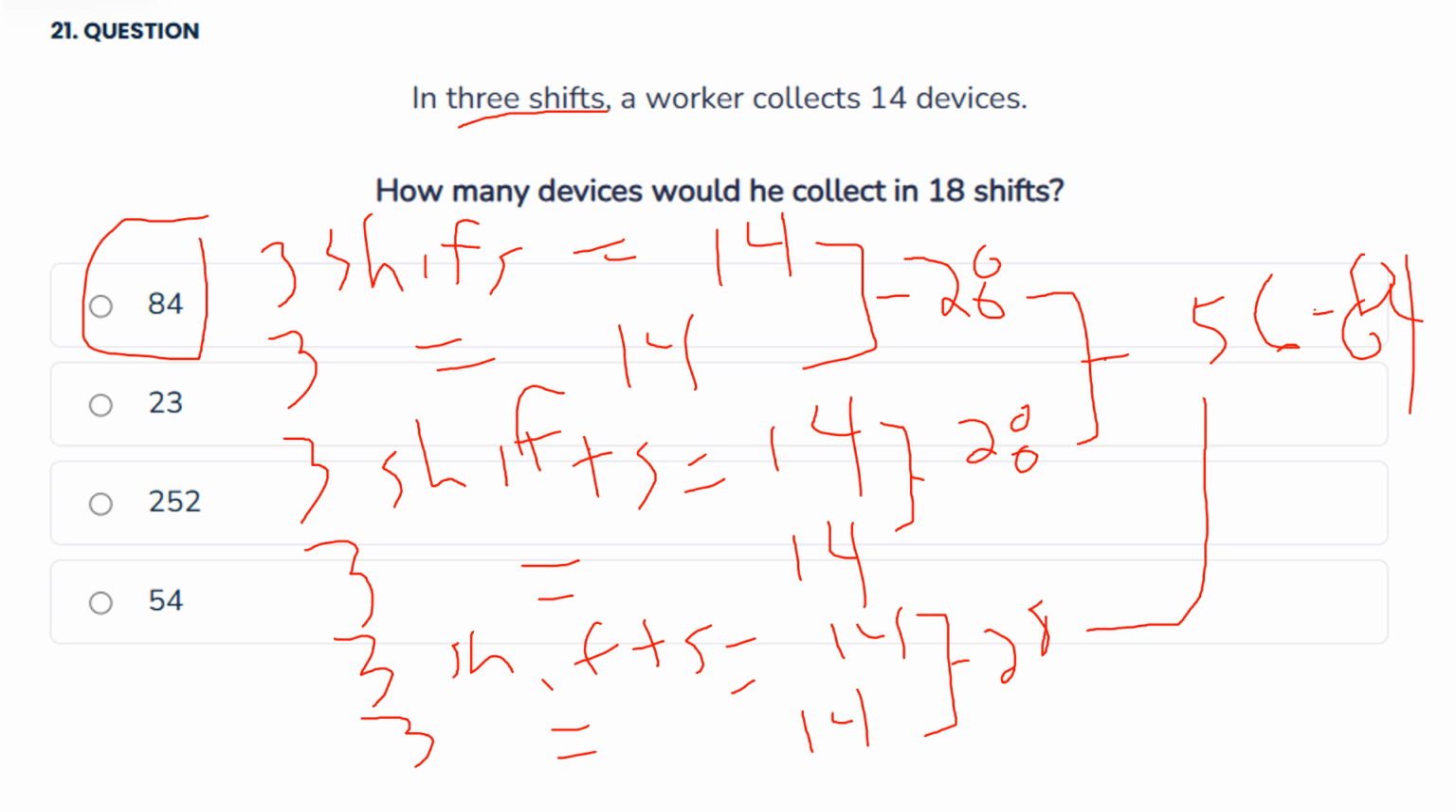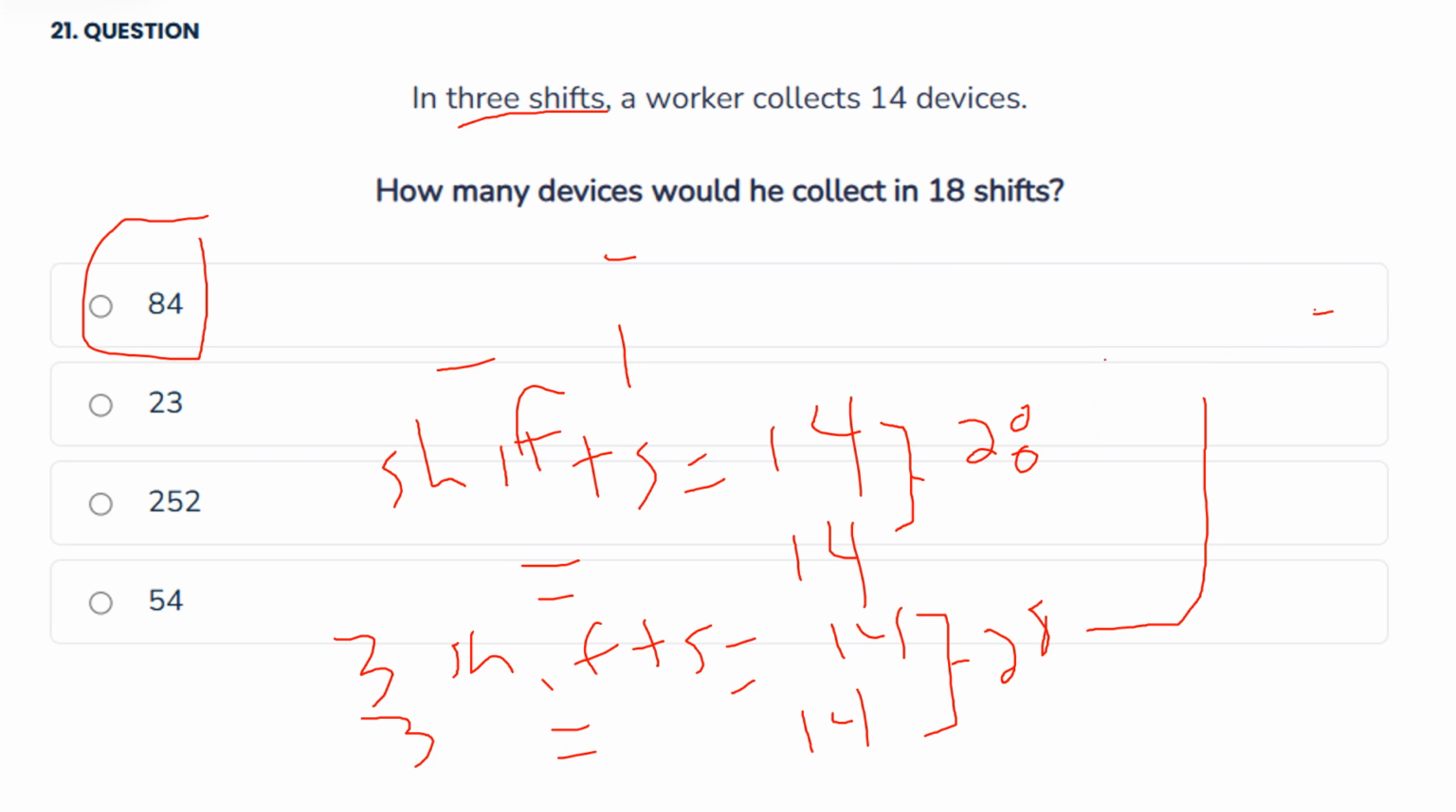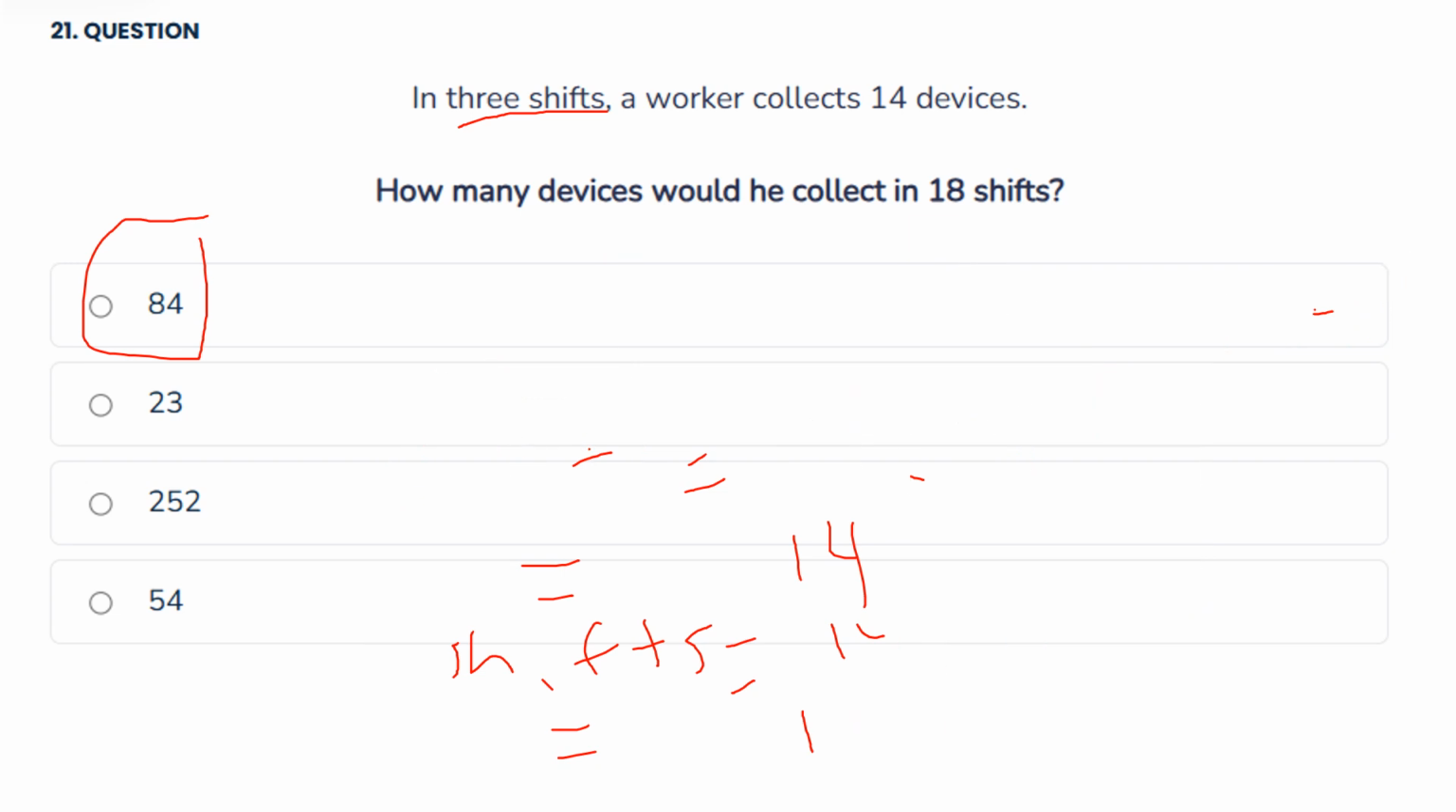But there's also another way that you can find that answer, 84. And this way is a way you would use if you like using equations. Some people don't like using equations, but you can use an equation to solve this. So what we know is that every 3 shifts we collect 14 devices.